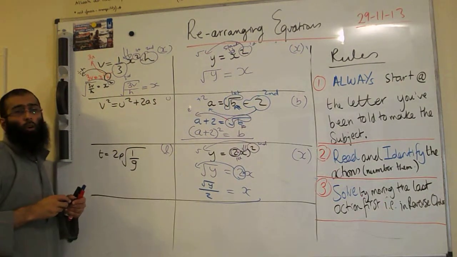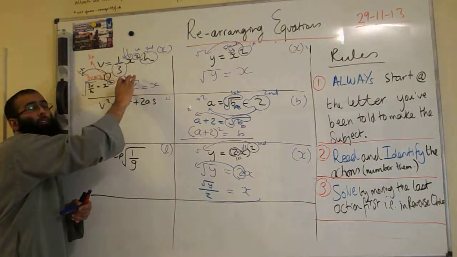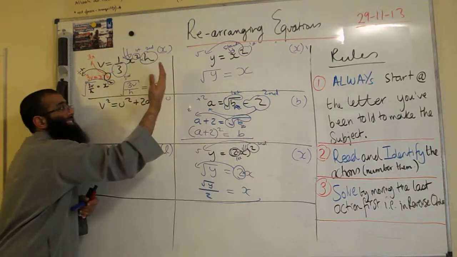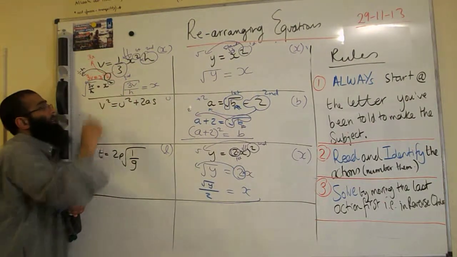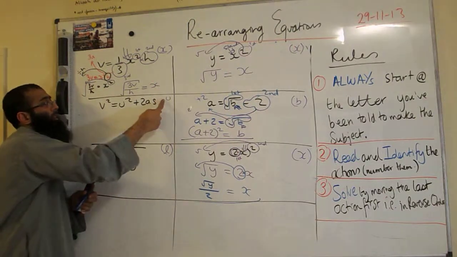Why do you square root the whole lot? Because that was already there in the first place. The opposite of squaring this side is to square root this side. So that one's done. Next question.